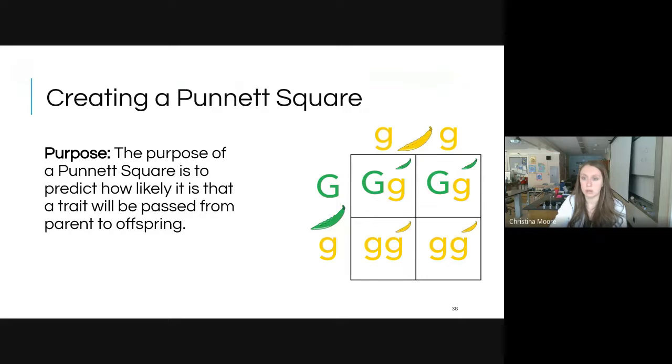We are now moving on to how to predict the likelihood of a trait being passed on from parent to offspring. So a Punnett square is a tool that we can use in here to predict how likely it is that a trait will be passed on. To the right, you can see an example of a Punnett square. And in the following slides, we are going to learn how to create and interpret a Punnett square.